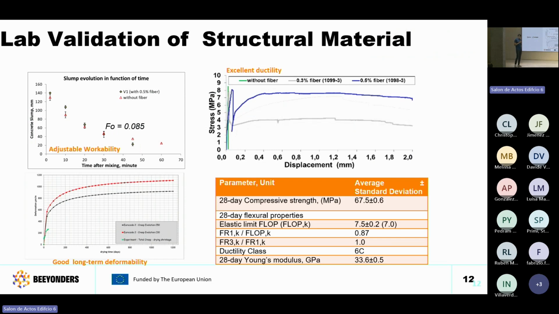This slide summarizes the key performance we validated in lab conditions on the structural material. Basically, the material shows adjustable workability, very good ductility, and very stable long-term deformation properties such as very low creep. All the material parameters and performance are summarized in this table.